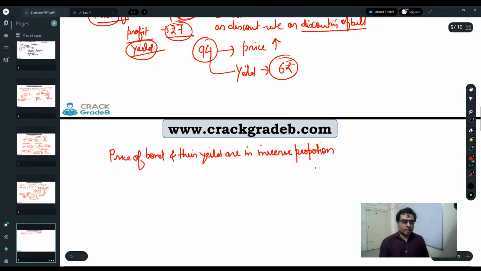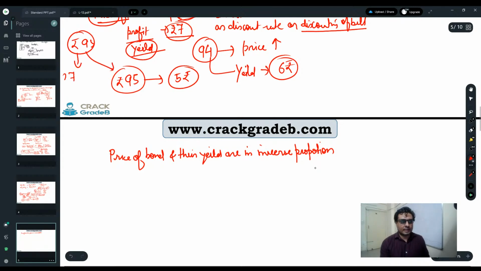From 94, even further, if RBI is going to increase it to 95, then what is the yield going to be? Yield is going to be only 5 rupees. So the price of bond is going to increase to 95. Earlier it was 93 rupees. Now it is 95 rupees. So at 93 you were getting 7, and at 95 you are getting only how much? 5.